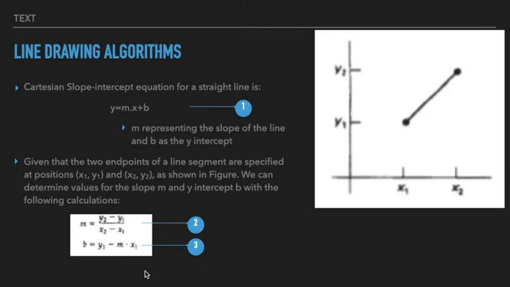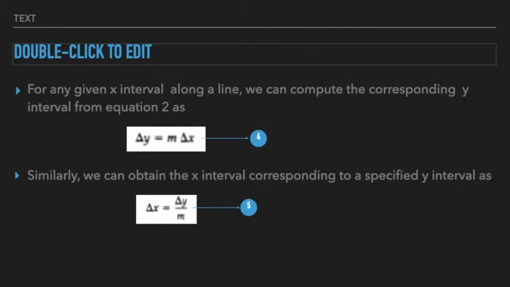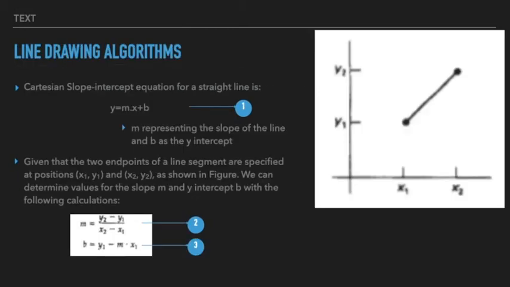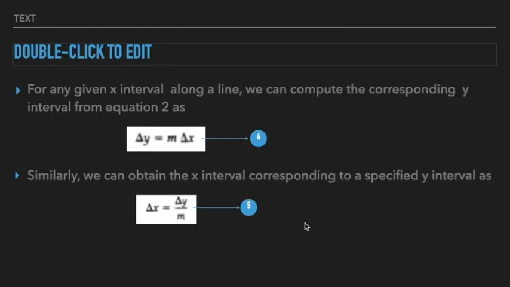So for a given x interval delta x along a line, we can compute the corresponding y interval from equation 2 as delta y = m delta x, and similarly we can obtain the x interval corresponding to a specified y interval as delta x = delta y / m. Both these equations are derived from equation 2. So from this equation, equations 4 and 5 are derived.